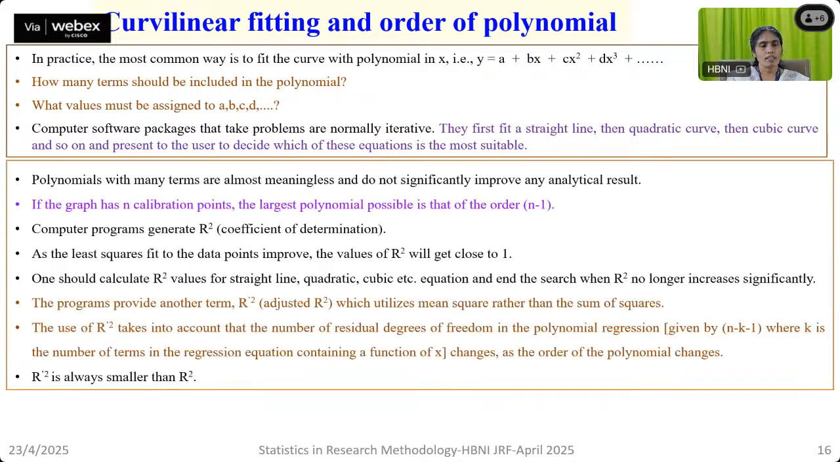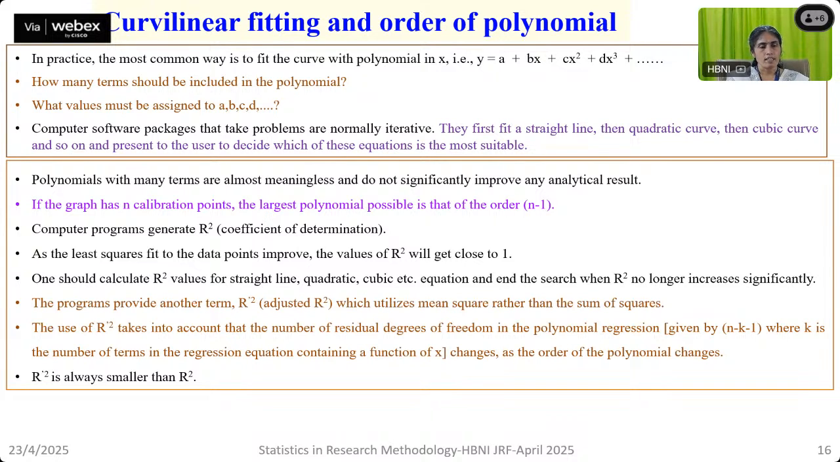What is the maximum order of the polynomial you can go up to? That will be decided by the number of calibration data points in the curve. If you have n such data points, the largest polynomial possible would be n minus 1.